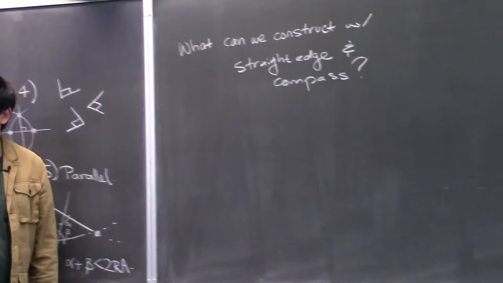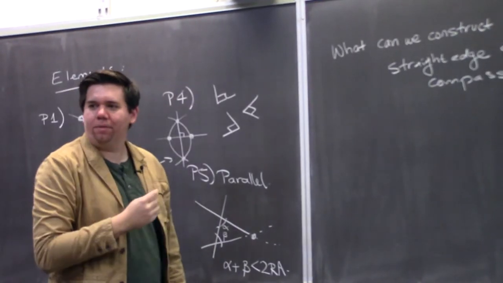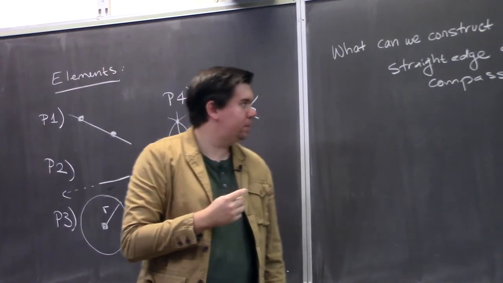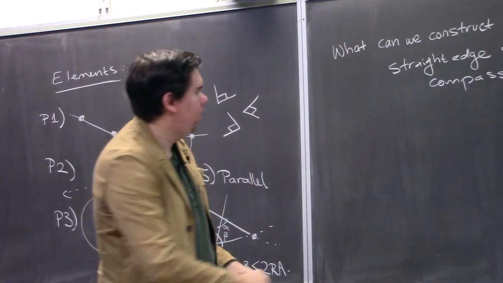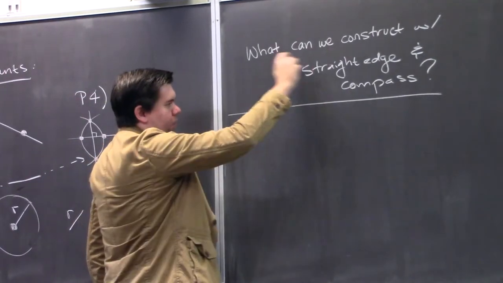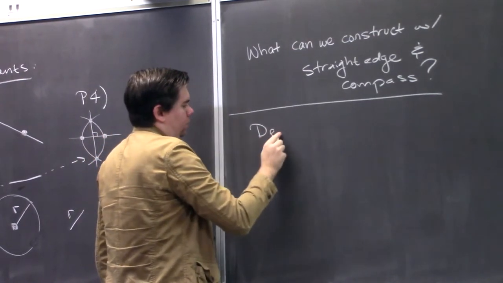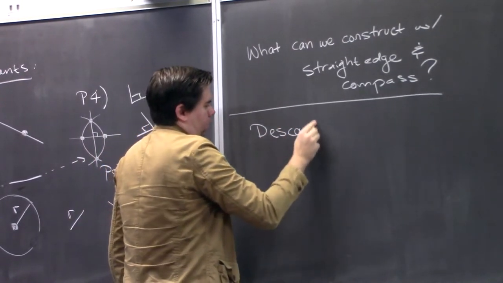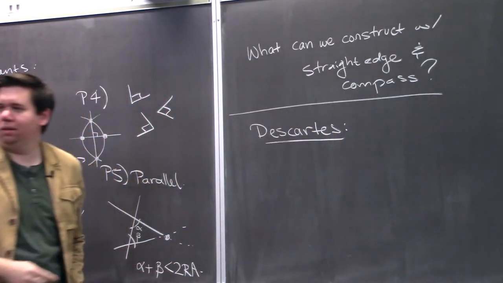And so today we're going to begin answering this question by thinking about just what points we can recover with a straight edge and compass. But we're not going to follow Euclid's approach in the Elements. Rather, we're going to try and bring things up to date a little bit. So we're going to jump from BC to the 1600s with Descartes. And we're going to look at how Descartes engaged this question.